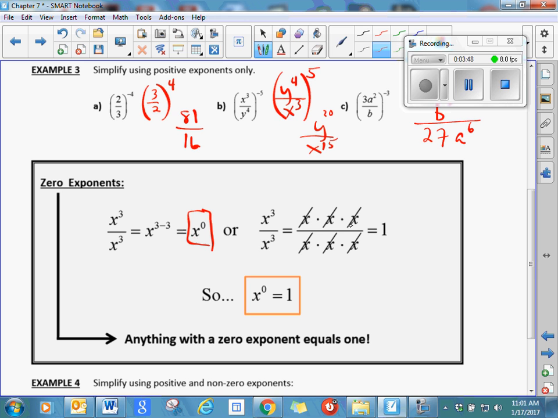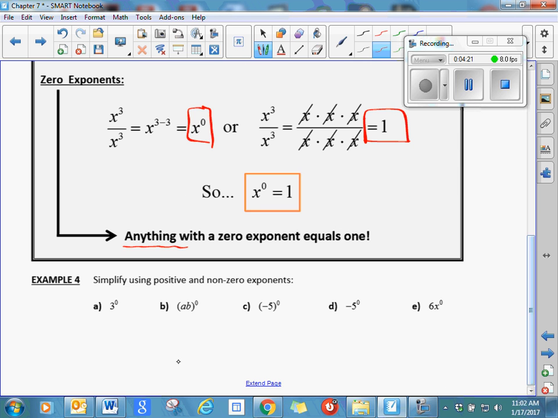But what does that simplify to? X cubed is x times x times x. Same exact thing in the denominator. They all cancel each other out, and oddly enough, your answer is 1. It's not 0. X to the 0 power is 1. Anything to the 0 power is 1, because essentially you're dividing by itself. To get that 0 power, you've got to have like bases, and you have to have the exact same exponents.